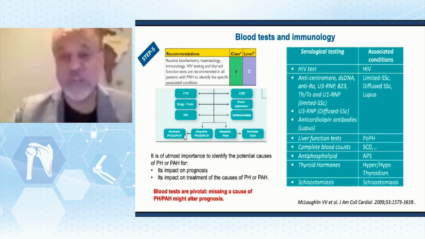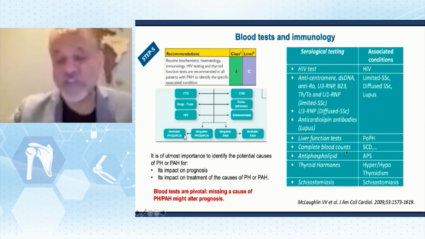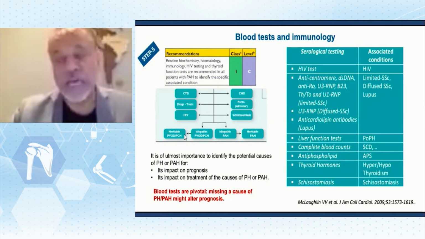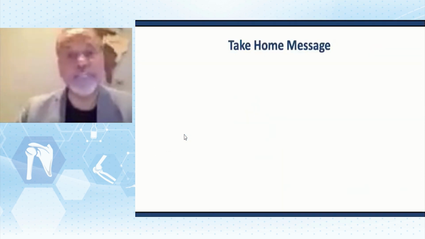And of course, we look at the anti-cardiolipin antibodies, which is a marker for increasing clotting events that put the patient more likely in group 4, chronic thromboembolic pulmonary hypertension. Of course, we also look at the liver function test to rule out portal pulmonary hypertension. We look for the thyroid and for hemolytic anemias that put the patient in category 5 or group 5.